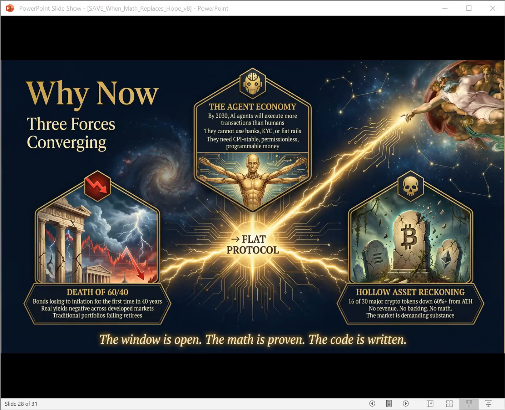The agent economy: AI agents are proliferating. They need permissionless, programmable, stable money. No existing currency qualifies. Flat does. The window is open, the math is proven, the code is written. The question is not whether this will happen. The question is whether you're positioned when it does.